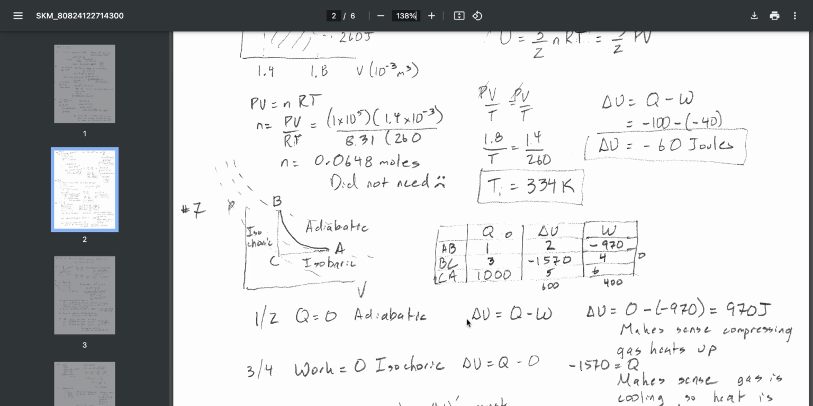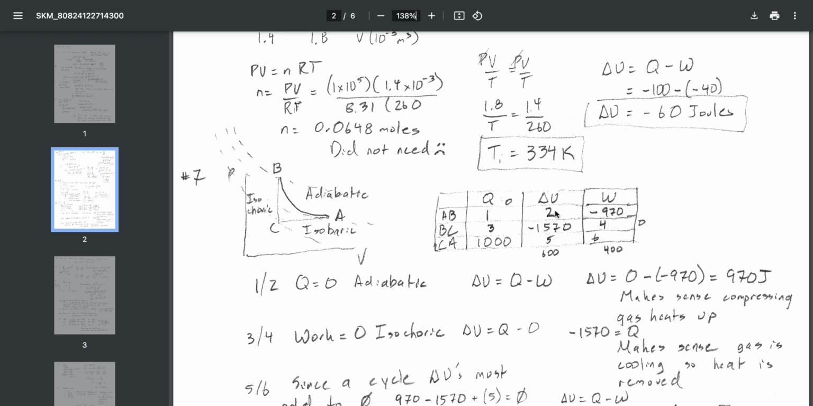And then you can just plug in. You know that delta U, change in internal energy, is equal to Q minus W. Well, Q would be equal to 0. That's how much heat you're adding, minus negative 970 because the gas is being compressed. So you're going to have 970 joules. You should expect that gas to heat up. And as you see on here, it is. It's going from a lower isotherm to a higher isotherm. So it's heating up. So we dumped in 970 joules of energy, or essentially the internal energy increased by 970 joules.